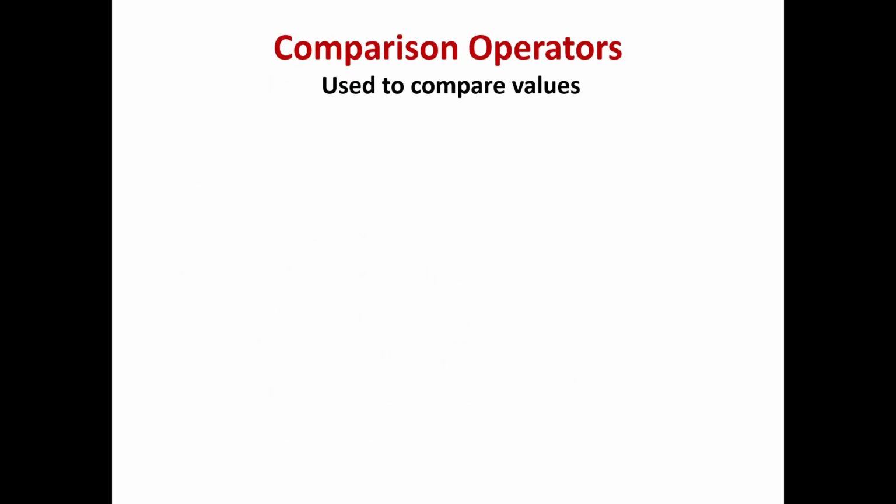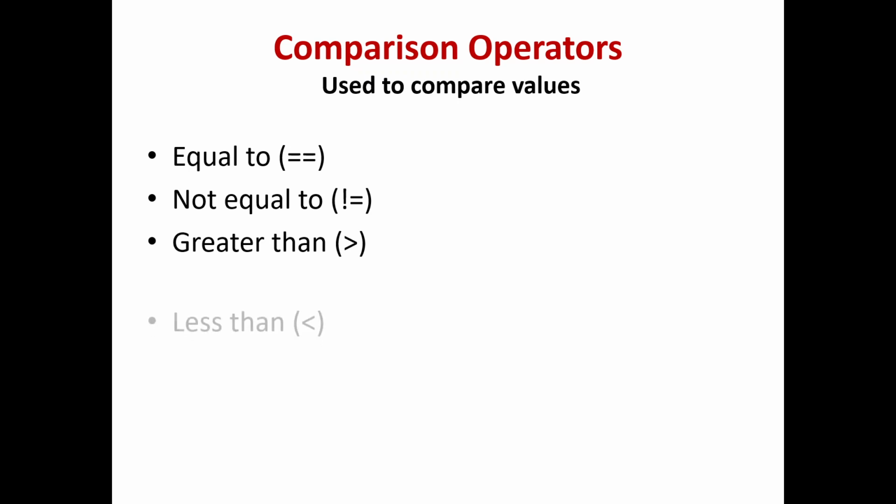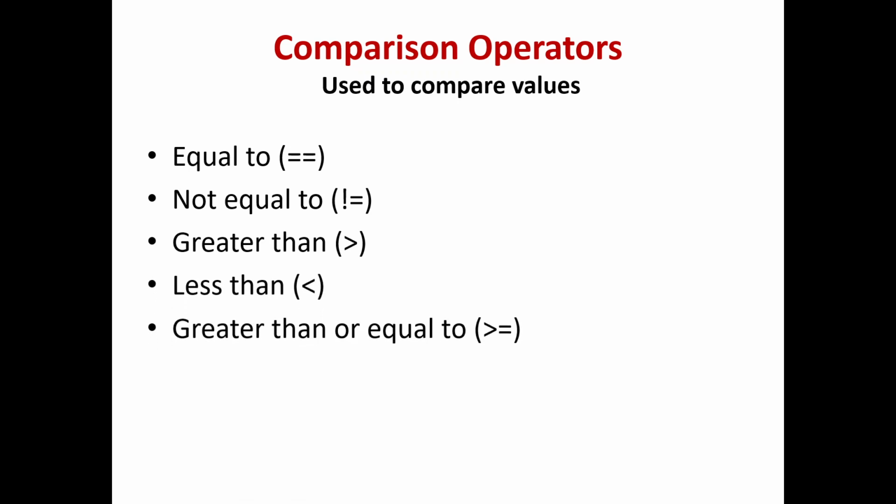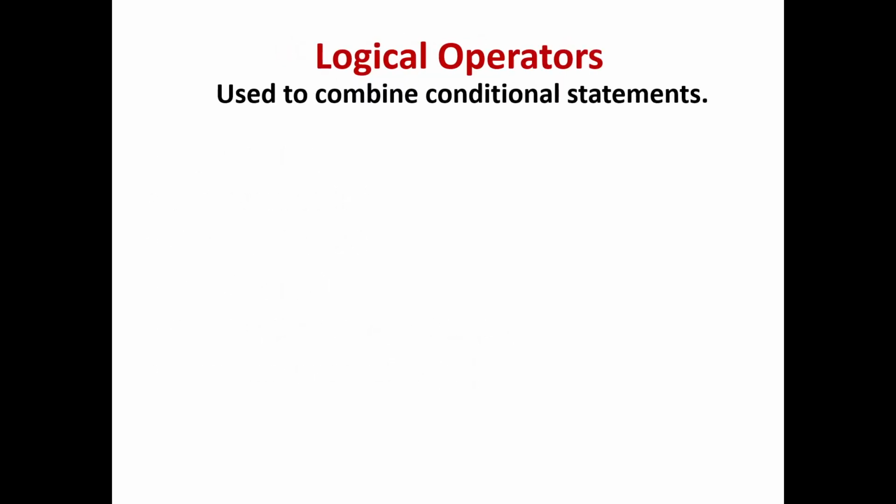The third operator that we have is the comparison operator. In Python, if we want to compare the values of two variables, we use double equals to. Not equal to is denoted by an exclamation mark and then equals to. Greater than, less than, greater than equals to, and less than equals to are these operators. The fourth one is the logical operators, which are used to combine conditional statements, such as and, or, and not.